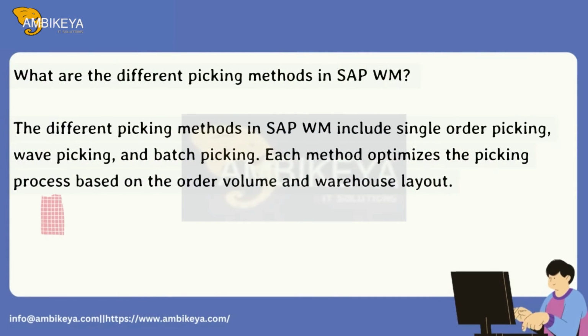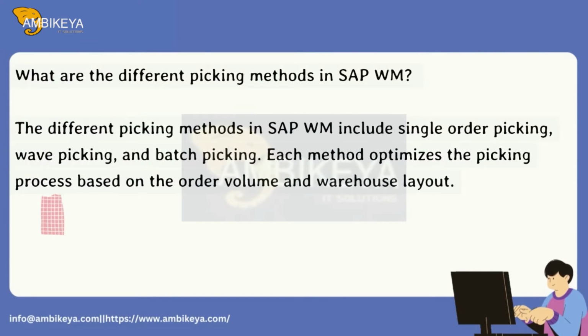What are the different picking methods in SAP WM? The different picking methods in SAP WM include single order picking, wave picking, and batch picking. Each method optimizes the picking process based on the order volume and warehouse layout.